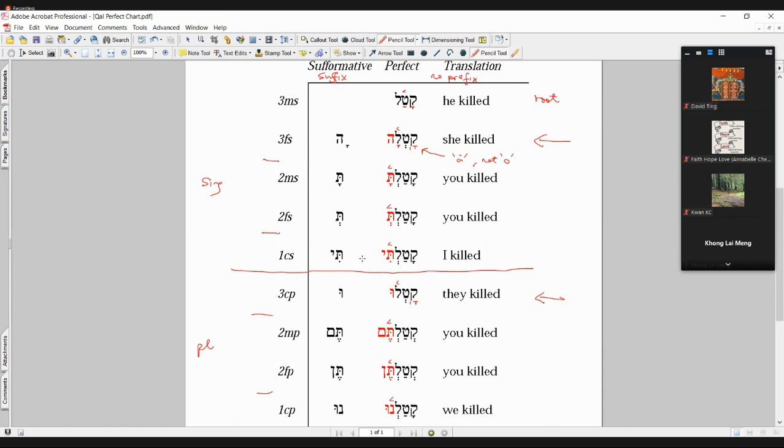You get the idea? Okay. The root word then plus the suffix. Imperfect, you put in the prefix. All have prefixes, and then occasionally some have also a suffix. Okay, so that will be the difference between perfect and imperfect.